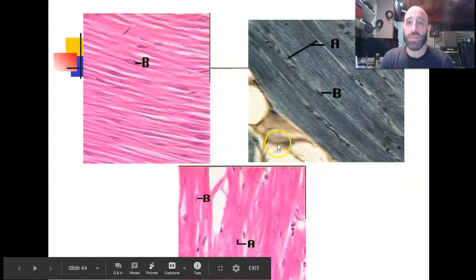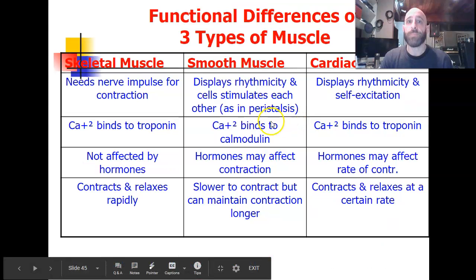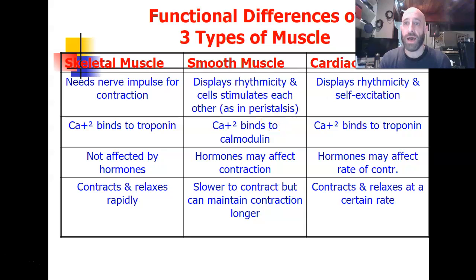Let's do a couple more, and then we'll end this lecture. Couple more things about the different types of muscle. Let's talk about stimulation, okay? So in order for a skeletal muscle to contract, you need a nerve. It's as simple as that. The nerve impulse causes a contraction. That's how that muscle contracts.